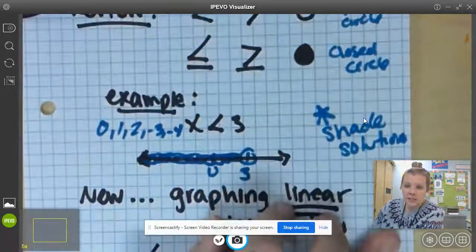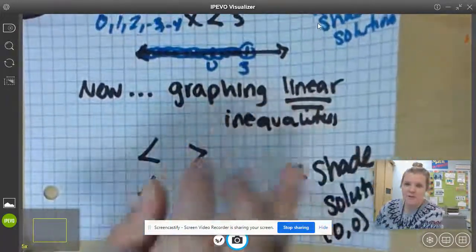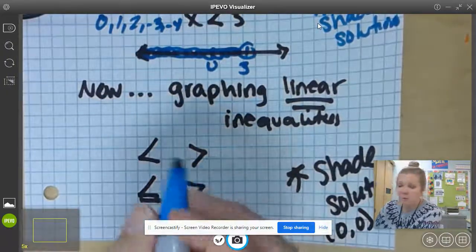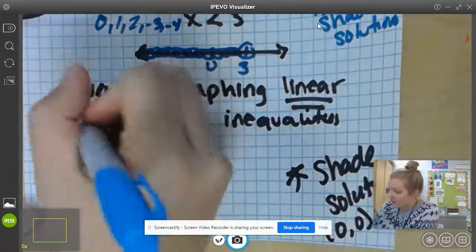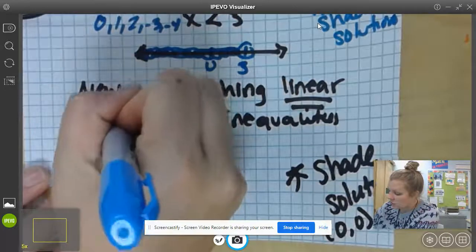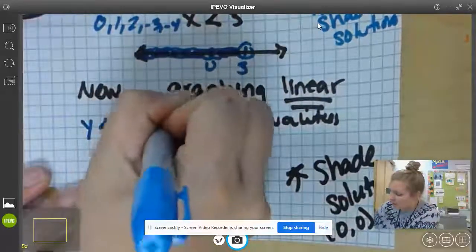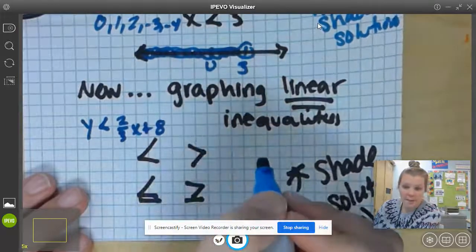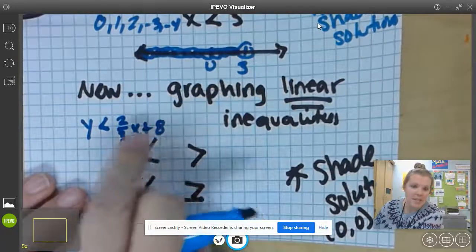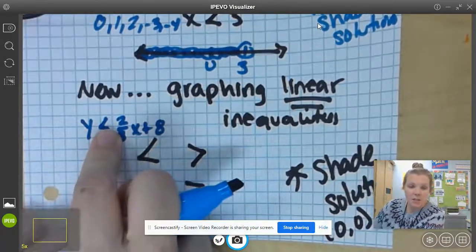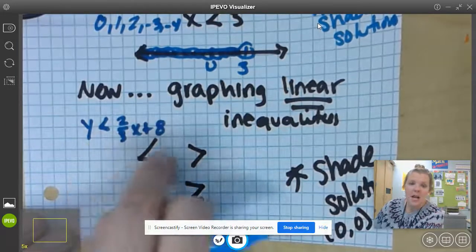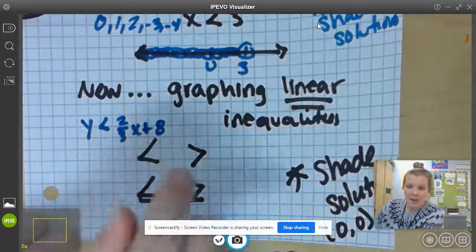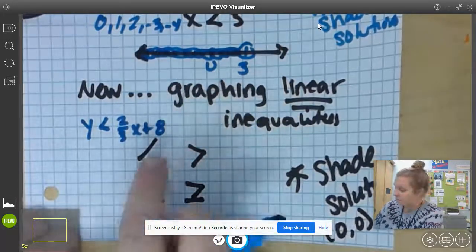We're going to use these concepts now to graph linear inequalities. So we're going to have lines like this: y is less than 2/3 x plus 8. This line is in slope-intercept form, like y equals mx plus b. The y-intercept is 8. This is the slope, but instead of an equal sign, we have an inequality symbol. And so we have to deal with that. We graph it slightly differently.